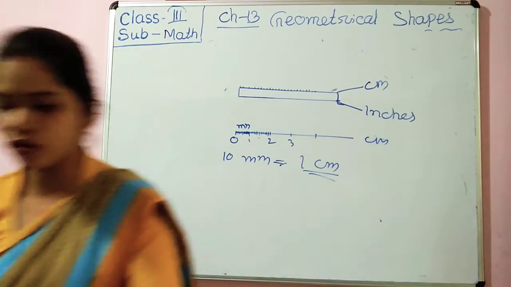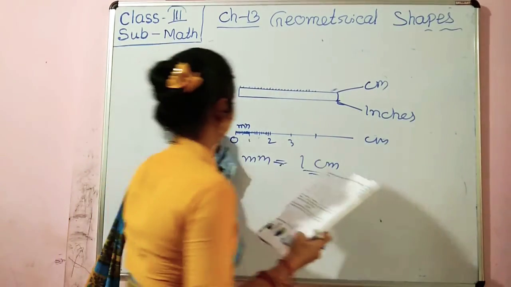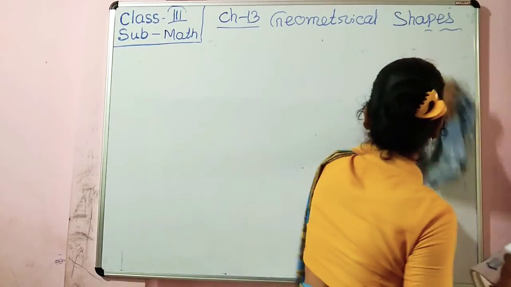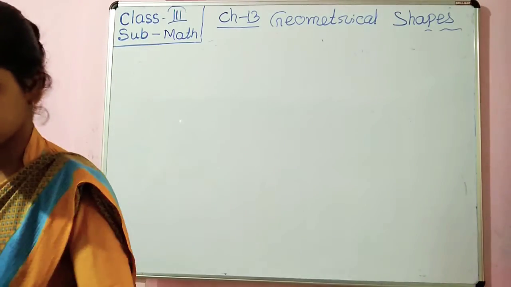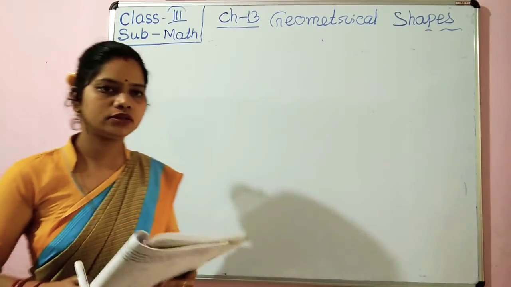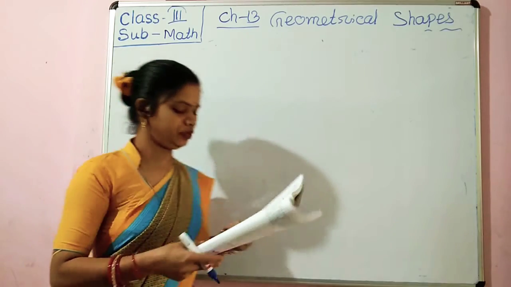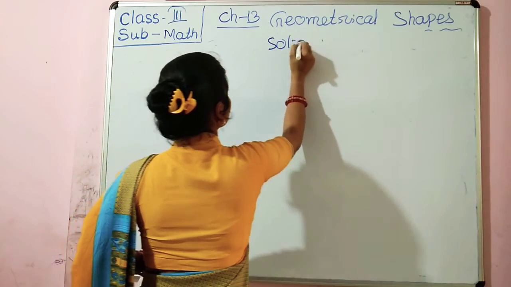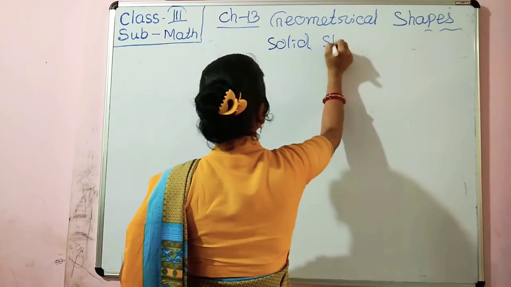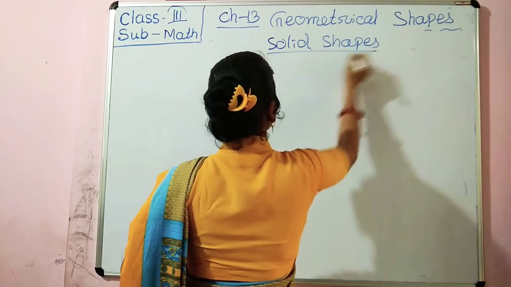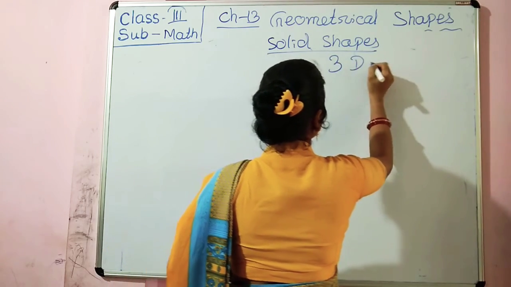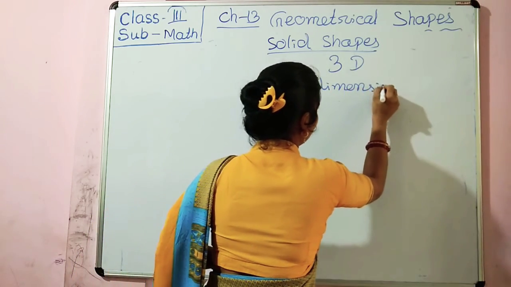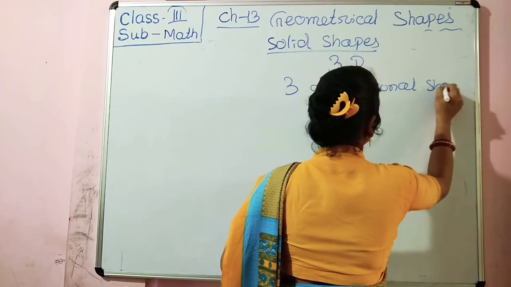Next, the solid shape. We know about the solid shape. Look, first we learned about 2D shape. Now it's solid shape. Solid shapes are called the 3D shapes. 3D means what? 3 dimensional shape.